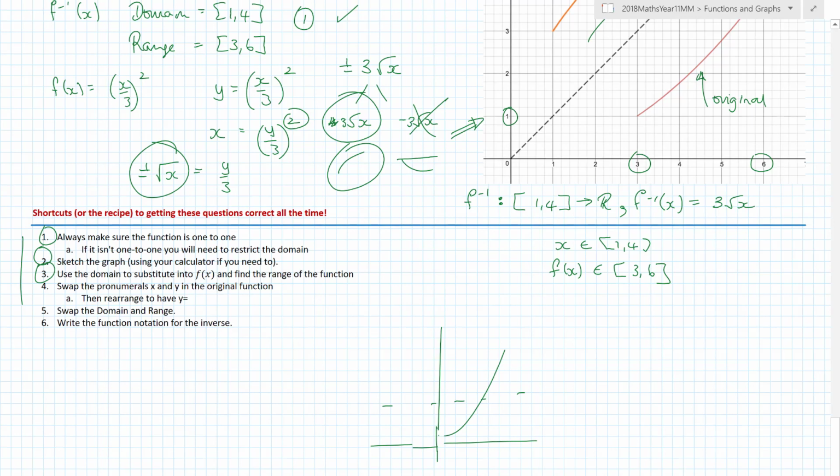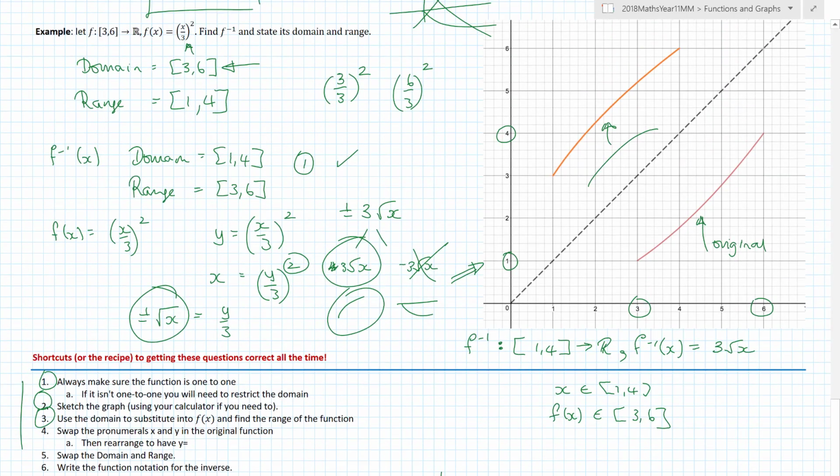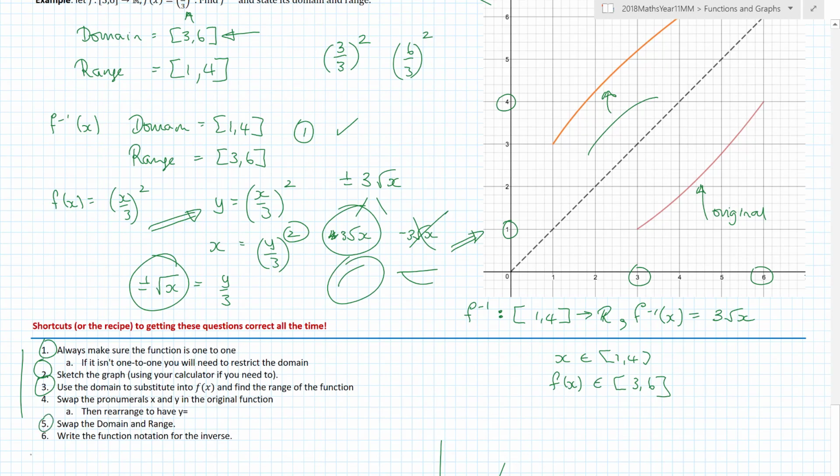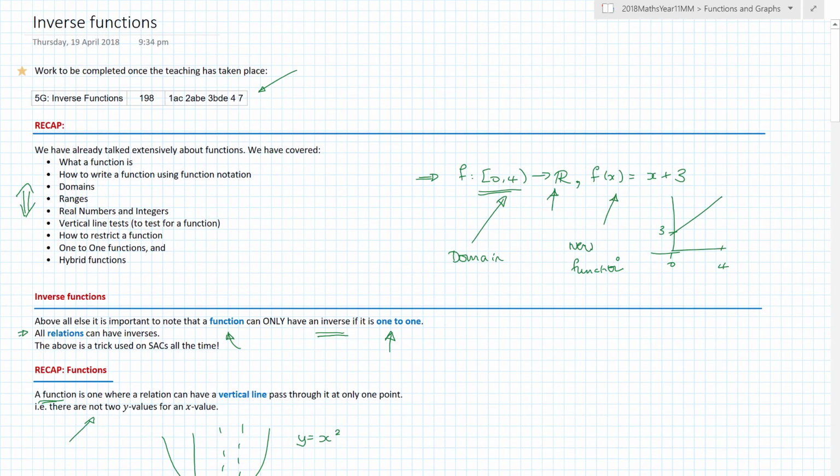4, swap the pronumerals in the original function. Yep. That's this bit here that says write down the original function, swap the x and y, and then get them so that y equals, swap the domain and range, and write the function notation. All right, again, fairly swift, well, 23-minute long video, not that swift, on inverse functions, but critically used in methods 3 and 4.